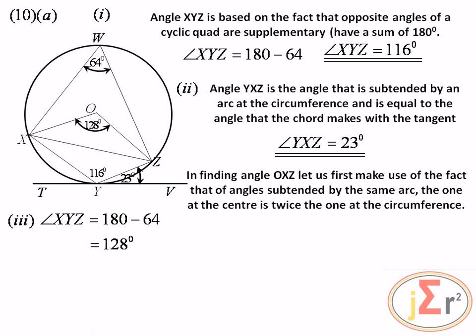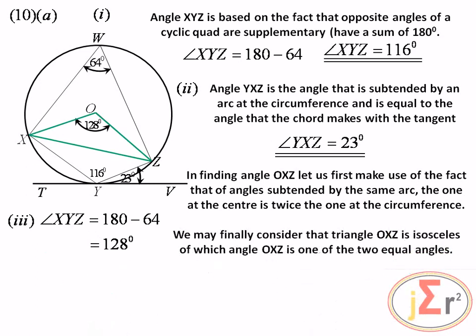Now we may finish the calculation of the angle OXZ by making use of the fact that the triangle OXZ is isosceles. So we may finally consider that triangle OXZ is isosceles, of which angle OXZ is one of the two equal angles. So this is an isosceles triangle, and OXZ is one of the equal angles. So this is equal to the one that is over here. If these two are equal, we know already two angles are equal, and then we have another one.